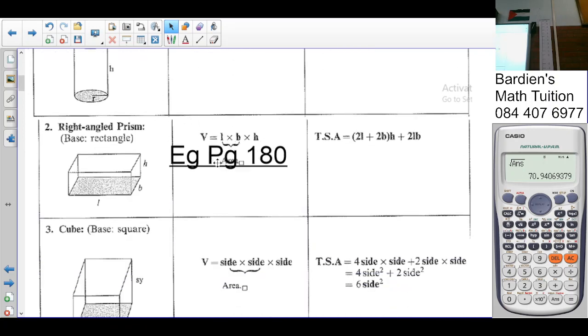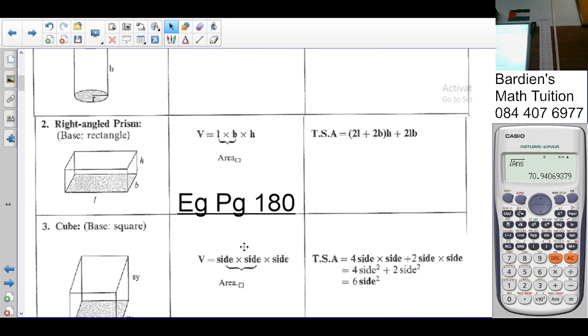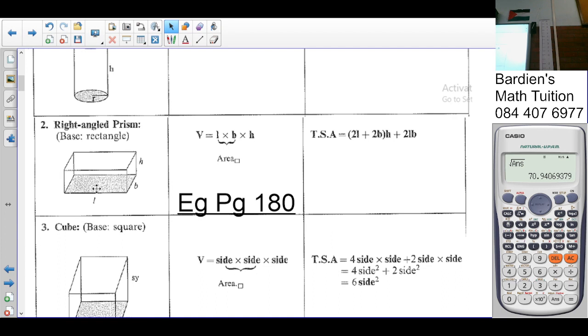Okay. This is a right prism here as well, and this is your rectangular base. That's the first shape I use. How do you calculate the volume of the object? Area of base times height. Right? Area of base times height. So what type of shape is this base? Rectangular base. So that's why they got length times breadth. Can you see that? Times height.